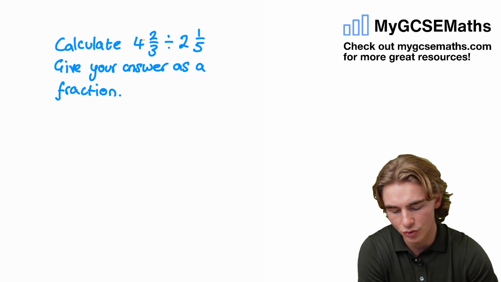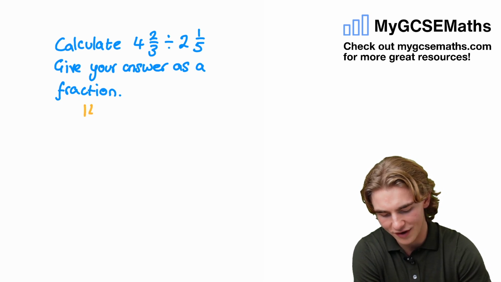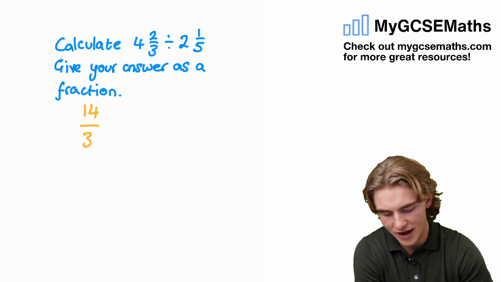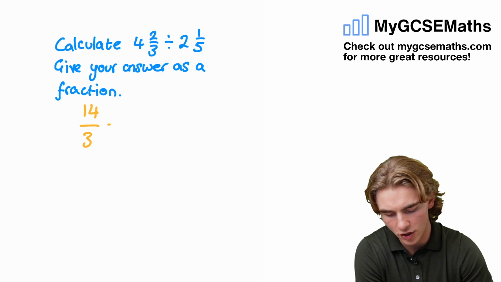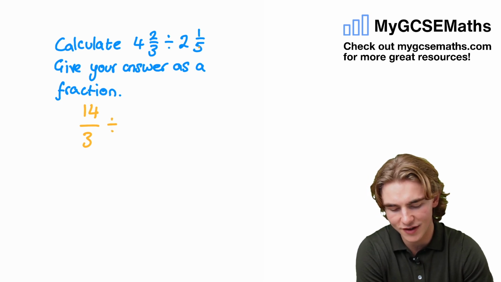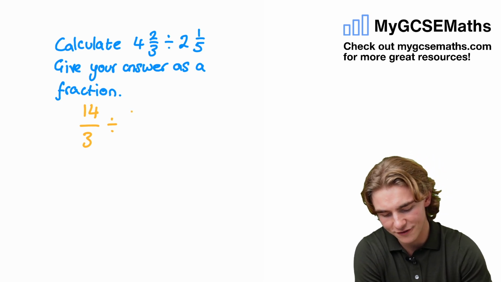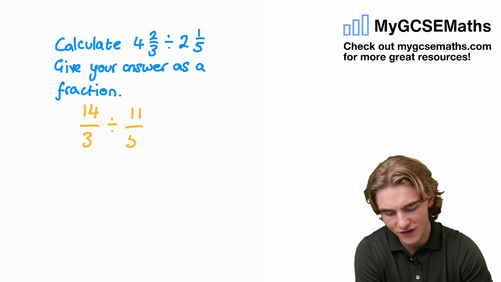We have 4 2/3. So we're going to do 4 times by our 3. That is going to give us 12, and then we're going to add our 2 from our numerator. 12 plus 2 is 14. So we have 14 over, and then our 3. Next up, we copy down our divide by, and then we have 2 1/5. 2 times by 5 gives us 10, and then 10 plus 1 is going to give us 11. So we have divide by 11 over 5.